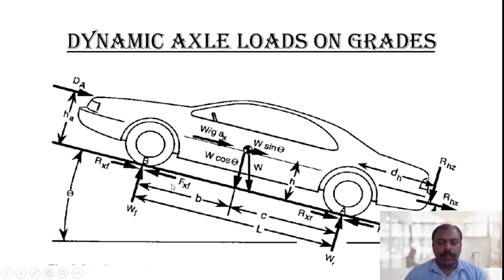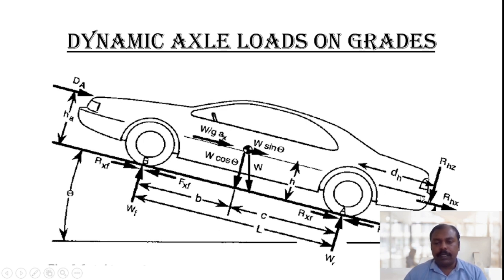Apart from these forces, there are resisting forces that act on the vehicle. One is the rolling resistance acting on the front axle, Rxf. Another one is the rolling resistance acting on the rear axle, Rxr. And it is subjected to an aerodynamic force which acts at a height of Ha from the ground plane. Apart from the aerodynamic drag, there is one force called D'Alembert's force, which acts at the center of gravity.